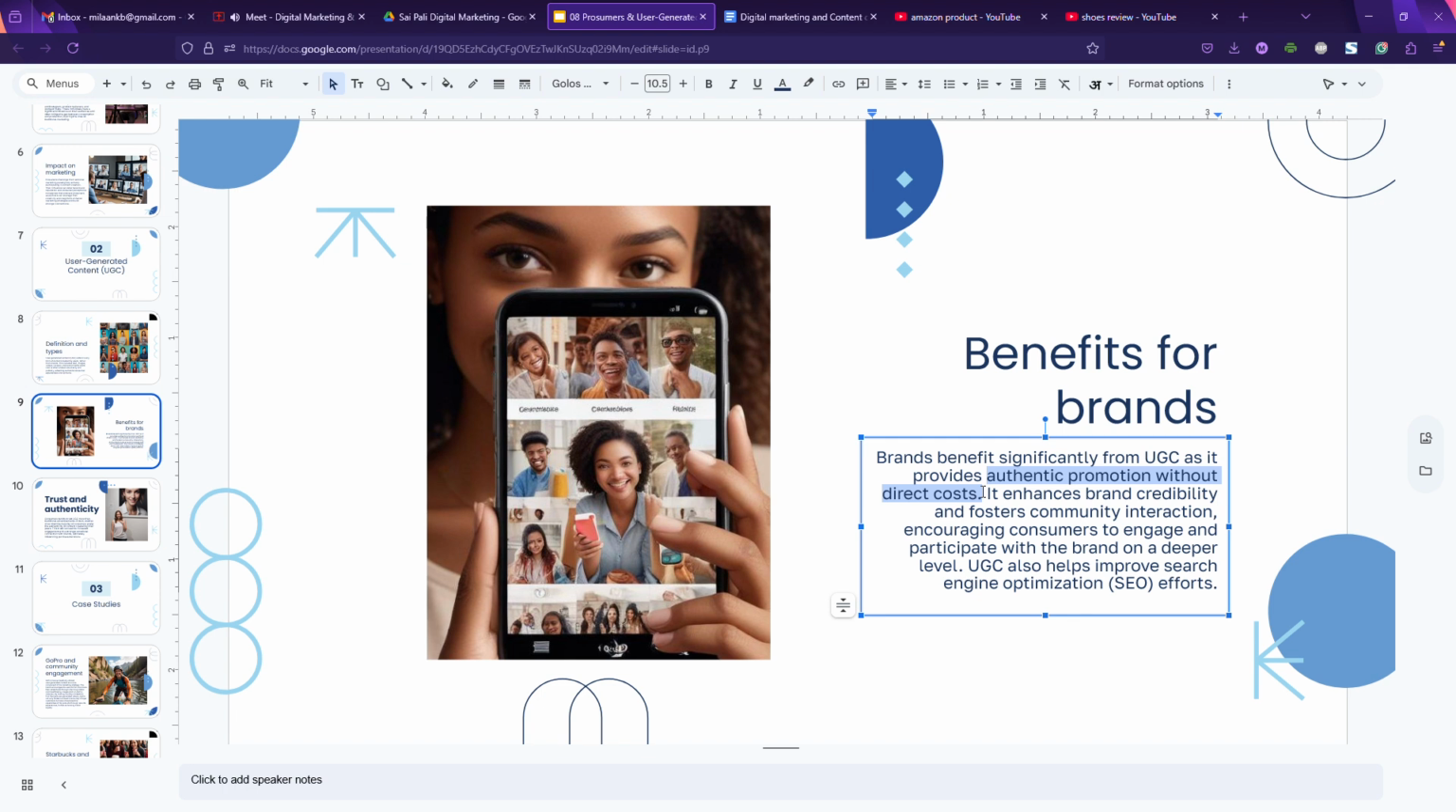Now the potential customer who went to that YouTube or TikTok or Instagram channel is commenting on that video or that graphics or that review, even maybe a post. So it's like a consumer to consumer conversation. A consumer will be more free and will trust what other consumers have to say. So UGC enhances brand credibility and fosters community interaction, encouraging consumers to engage and participate with the brand on a deeper level. The prosumer is engaging and participating with the other customers on behalf of the brand, and then the brand also can interact with that prosumer because he is doing the brand's marketing work.